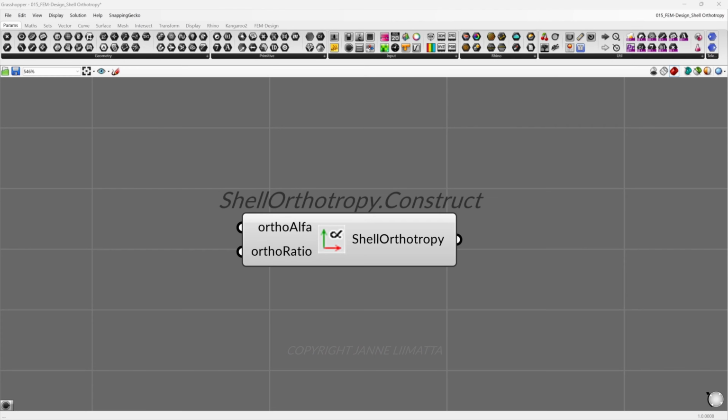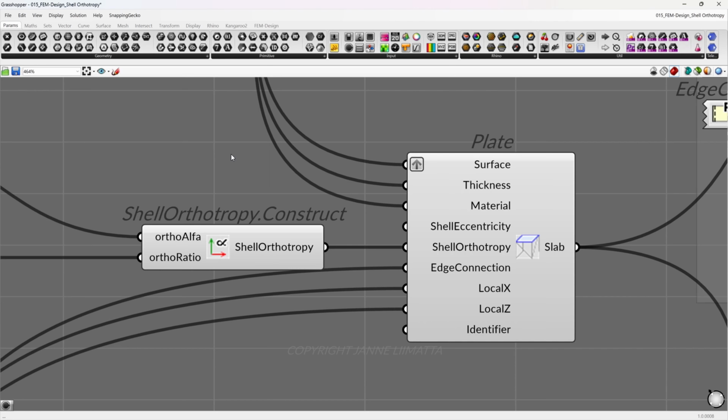In the FEM-Design and Grasshopper context, we can use the Shell Orthotropy Construct component to define the ratio of elastic modulus between x and y directions on a shell element's local coordinate system. Let's see this in practice. Connect the Shell Orthotropy output to the plate component's Shell Orthotropy input.